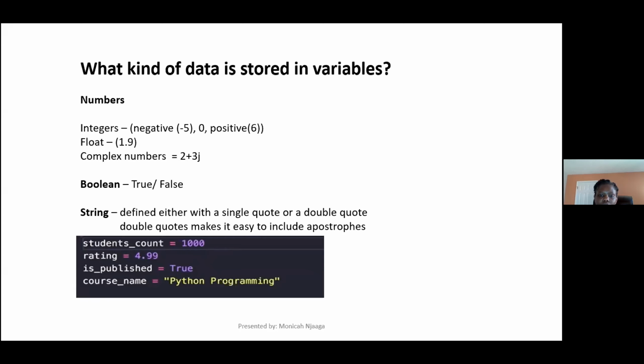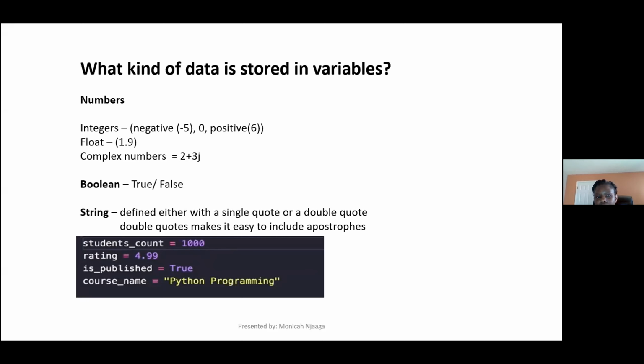And then you can store floats, like 1.9. This is what we normally call decimals in math. And then there are also complex numbers, an example is 2 plus 3j. And then in a variable, you can also store what we call Boolean, and this is true or false, which in English is pretty much yes or no. And then also we can store a string in a variable.